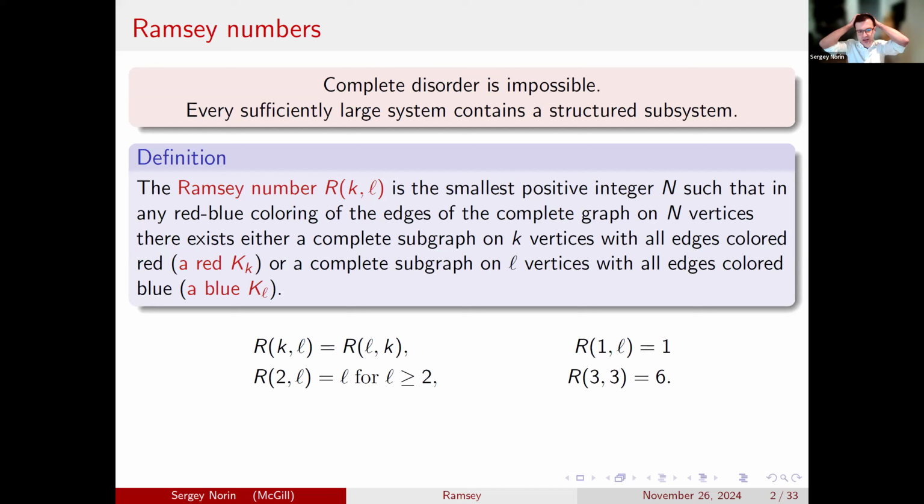Let me just quickly say some standard things about these Ramsey numbers. It's clearly symmetric with respect to switching k and l. It corresponds to switching the colors. The Ramsey number R(1,l) is 1, so if you want to find a complete subgraph on one vertex, then you can do it regardless of the color, as long as you have one vertex. R(2,l) is equal to l for every l at least 2. That's easy, because if you want a red K2, you can do it as long as there are red edges. And if there are no red edges, you need to have l vertices to have a blue K_l.